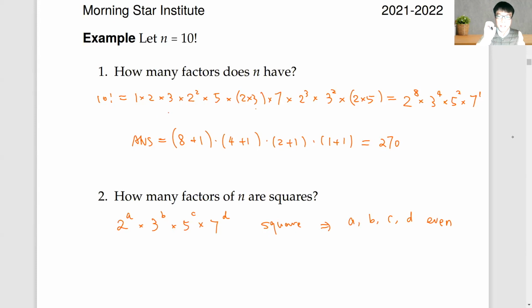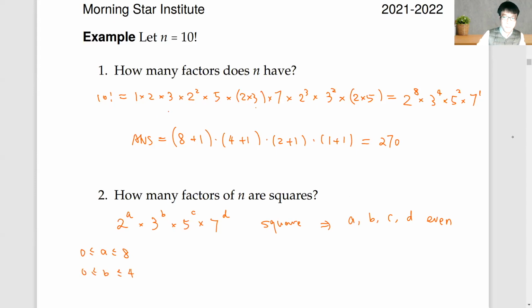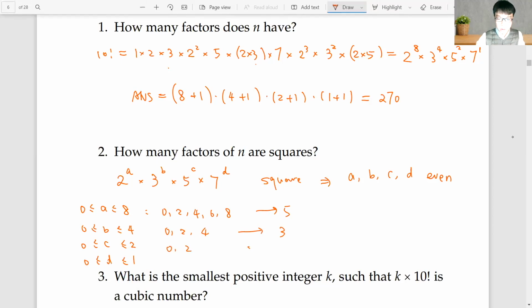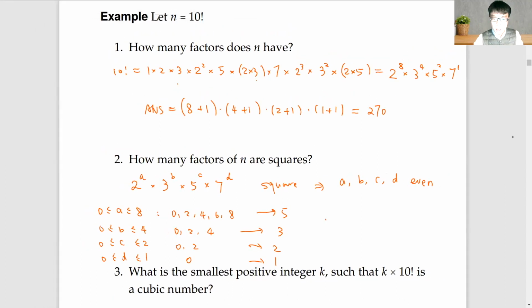So A should be less than or equal to 8. B should be less than or equal to 4. And C is at most 2. D is at most 1. And let's see how many choices there are. So for A, it could be 0, 2, 4, 6, 8. There are 5 choices. For B, it could be 0, 2, and 4. There are 3 choices. For C, it could be 0 and 2, right? There are 2 choices. For D, there's only 1 choice. D can only be 0. So the number of square factors is 5 times 3 times 2 times 1, which is 30. So our conclusion is that there are 30 factors that are perfect squares. Okay, that's the second question.